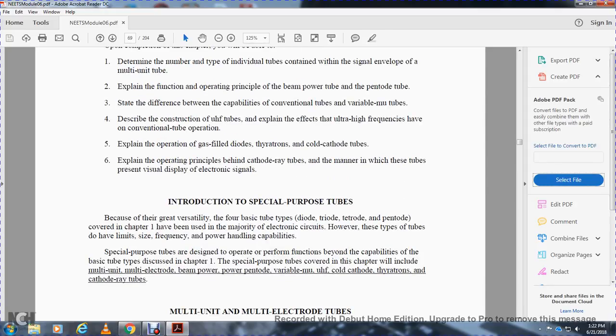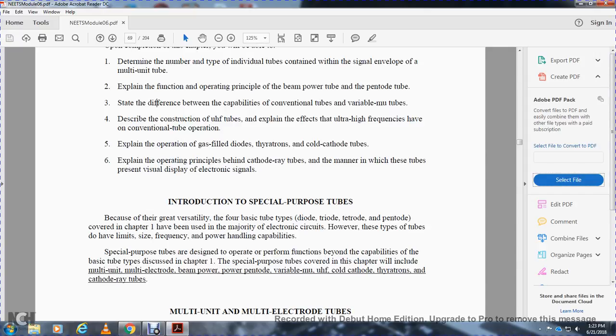Introduction. Special purpose tubes. Because of the great versatility of the four basic tube types, the diode, triode, tetrode, and pentode, which were covered in Chapter 1, they have been used in the majority of electronic circuits. However, these types of tubes do have limits in size, frequency, and power handling capabilities.